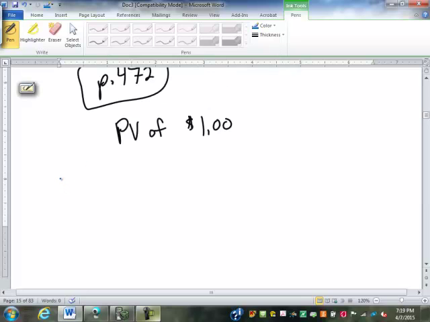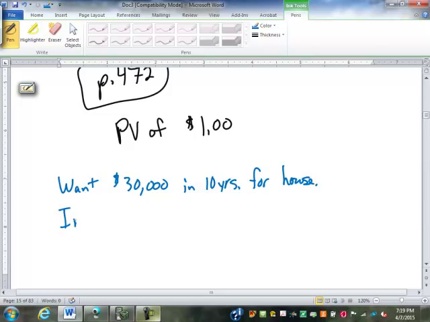Let's say we want $30,000 in 10 years to build a house, or for a down payment. Since it's 10 years, we can invest at 6%, and we're going to get that compounded. Let's make sure I get one that's on here. Compounded quarterly. Actually, compounded quarterly won't work. So it looks like I'm going to have to go compounded semi-annually.